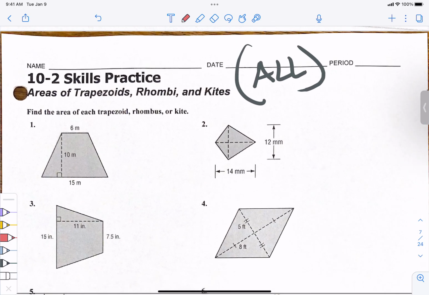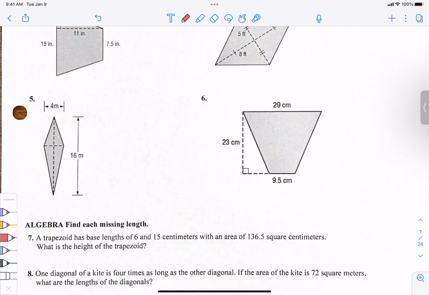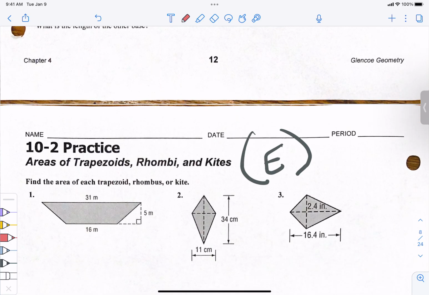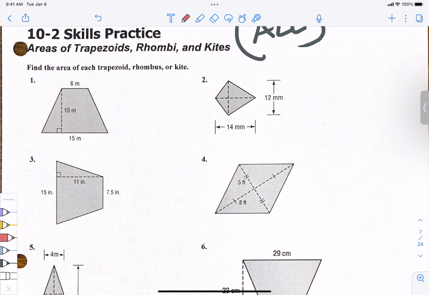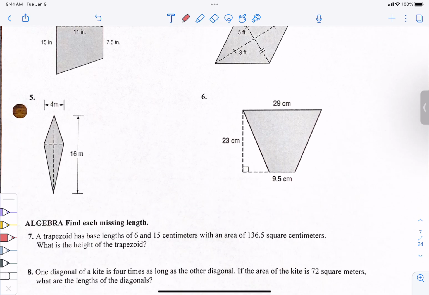All on skills practice? And then evens on the other one. Yep. You just know me too well, right? All on evens. Now these are shorter, I think, probably, because you don't have to find perimeter, right? You just have to find area. So these ones are actually a lot shorter than what 10-1 was. So there's that. Okay, good?